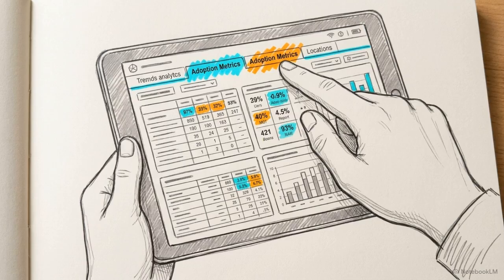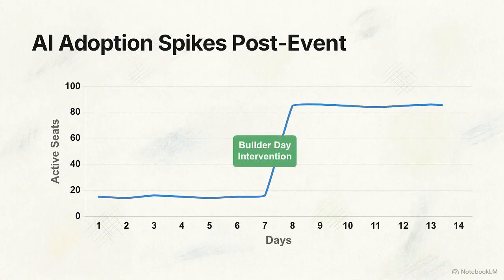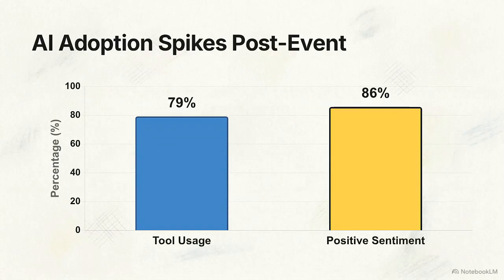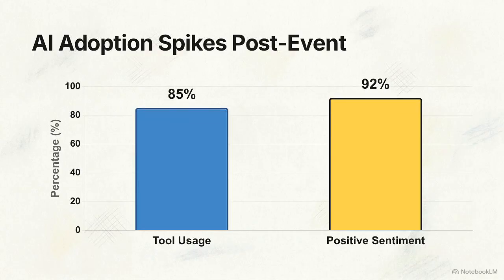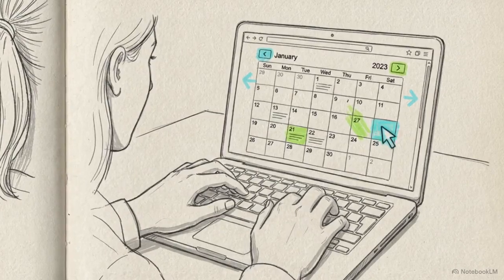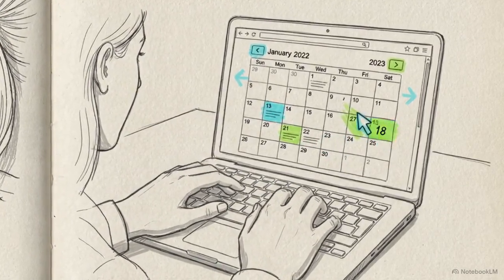To justify the pause in operations, you have to measure the actual change in team behavior. You track active platform seats, compare how many people use these tools before the event, and watch the adoption rate spike upward immediately after. Pairing this usage data with post-event surveys shows employees successfully overcoming the friction of learning new systems. By giving the team a dedicated day to build something tangible, you replace abstract curiosity with actual hands-on experience.